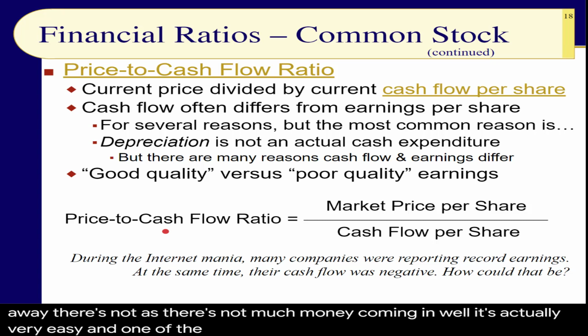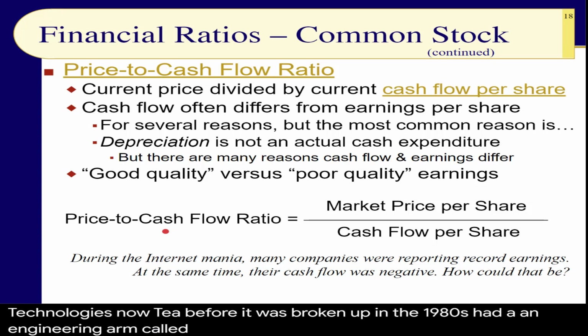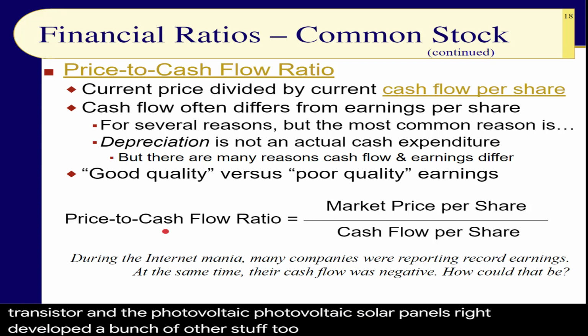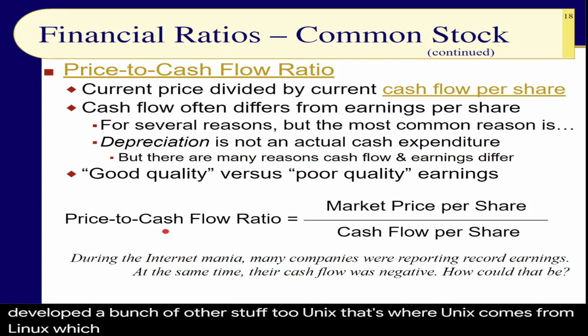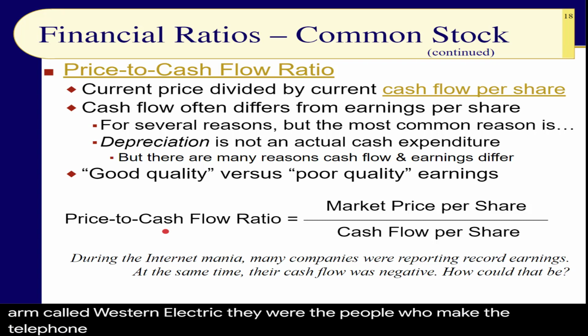And one of the premier examples of this was Lucent Technologies. Now, you probably never heard of them, but AT&T, before it was broken up in the 1980s, had an engineering arm called Bell Labs. They're the people who developed the transistor and the photovoltaic solar panels, right? They developed a bunch of other stuff too. Unix, that's where Unix comes from, which eventually became Linux. And they also had a manufacturing arm called Western Electric. They were the people who made the telephones that last for 100 years.